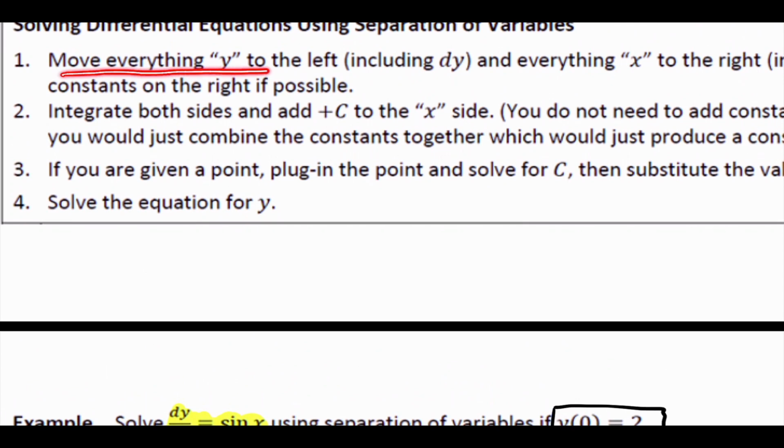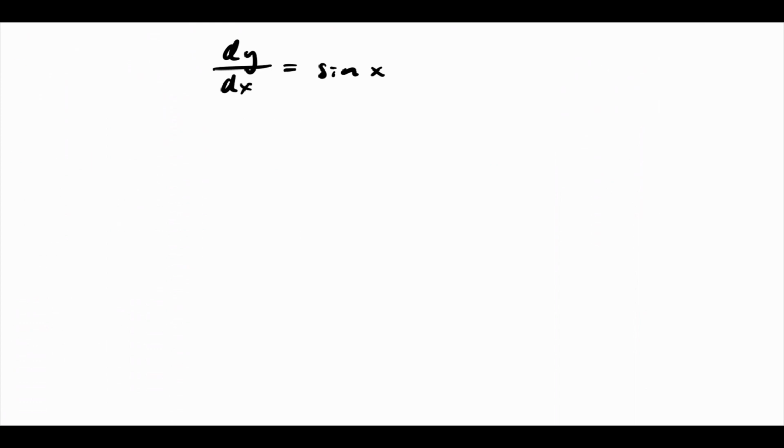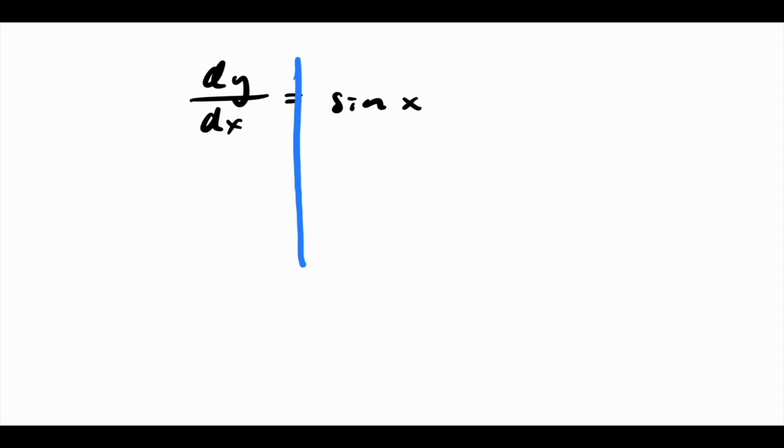Move everything with a y to the left side of the equation. Move everything with an x to the right side of the equation. Okay? So I have two sides of an equation. Everything with an x needs to go to the right. Everything with a y needs to go to the left. So let's go through this piece by piece. This guy's got a y. What side was the y going to be on? Left side. Is that on the left side or is it on the right side? So we leave it there, right? Underneath it, you have a dx. What side was the x going to go on? So this guy needs to go over here.